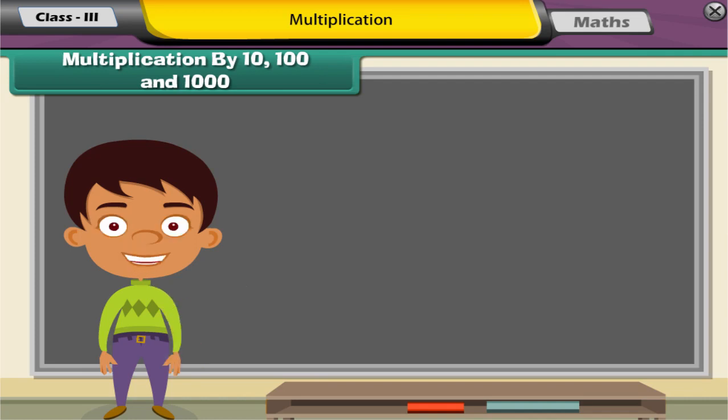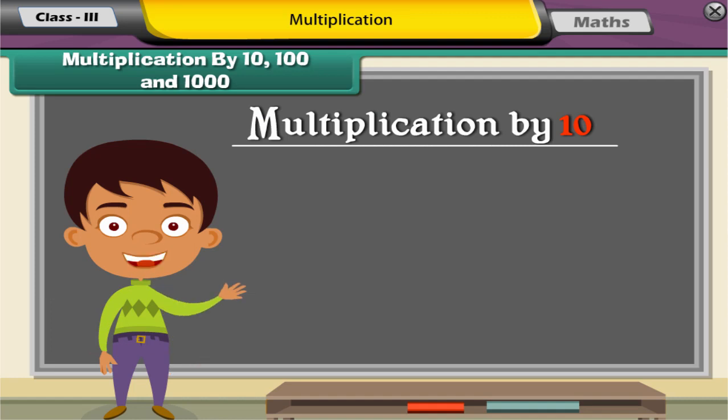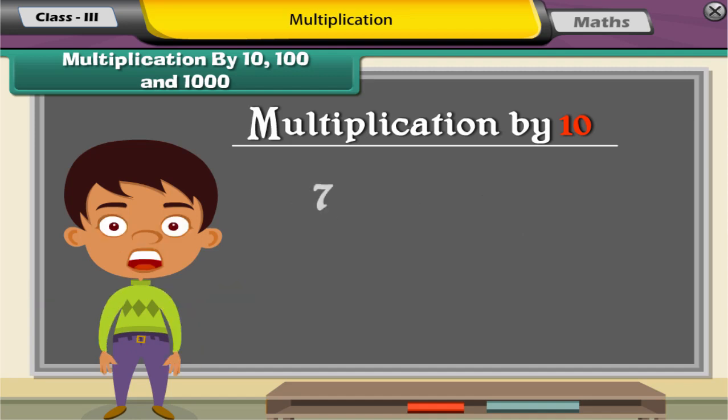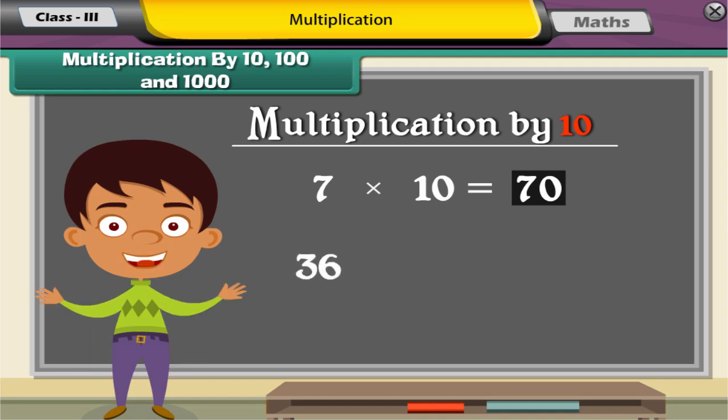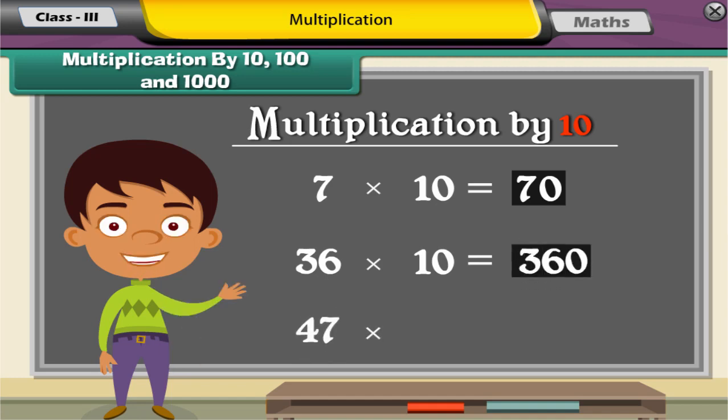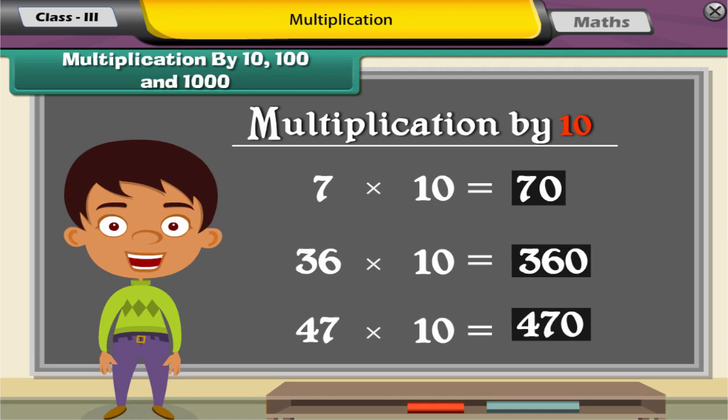Multiplication by 10, 100, and 1000. Let us now learn how to multiply numbers by 10, 100, and 1000. When we multiply a number by 10, we add the 0 in the 10 to the right of the number to get the result. Let us multiply 7 by 10. Add 0 to the right of 7 to get the result as 70. By the same logic, 36 multiplied by 10 is 360. 47 multiplied by 10 is 470.